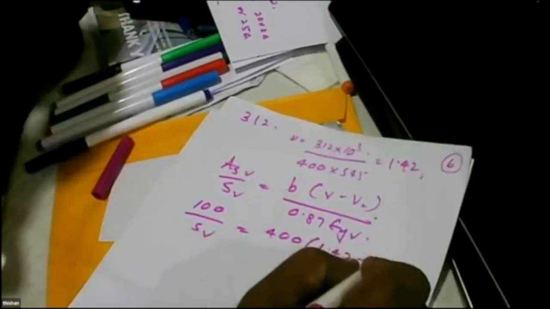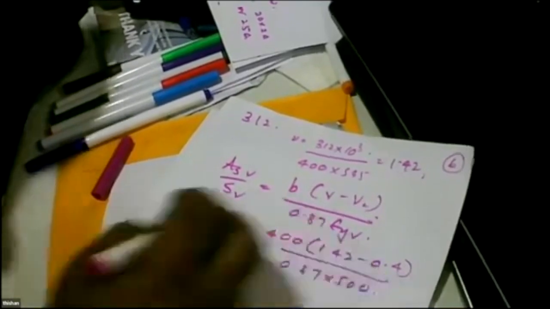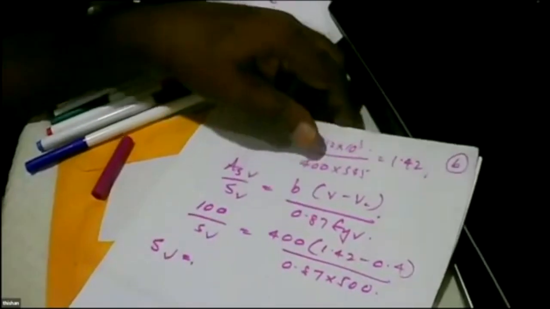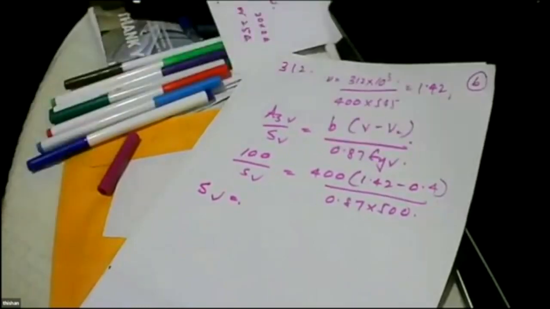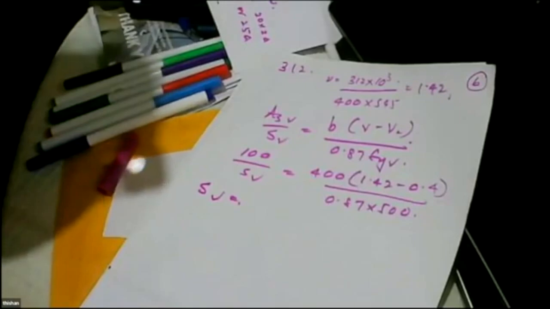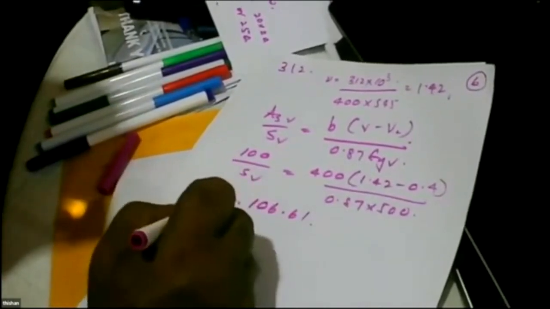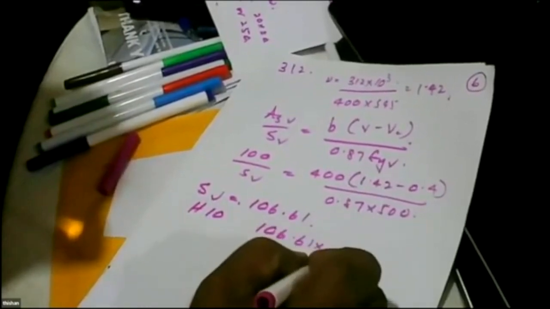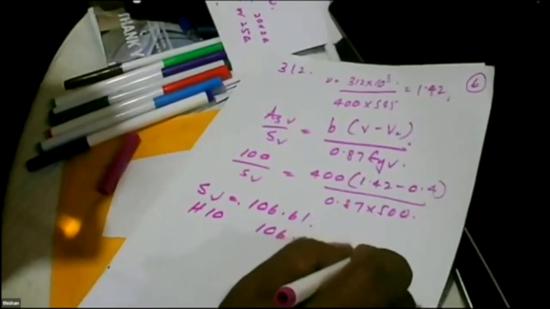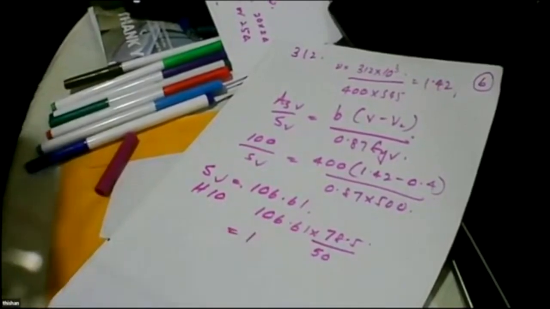So this is 1.42 minus 0.4, a large beam. What is Sv then? Bandukal? 106.61. Which means it is better to use 10 millimeter H10 bars, and for H10 the spacing will be 61 into 50, 78.4. For H10 bars the spacing will be more. So how much do you get? 150? 167.3.